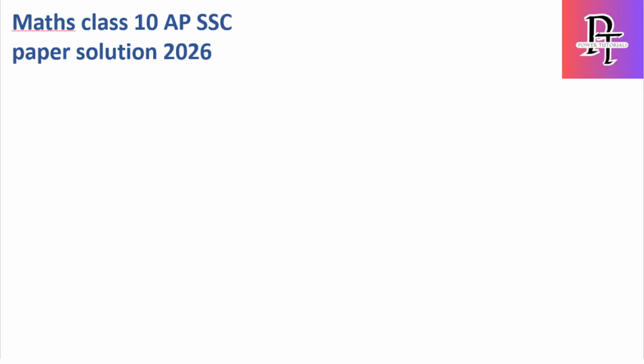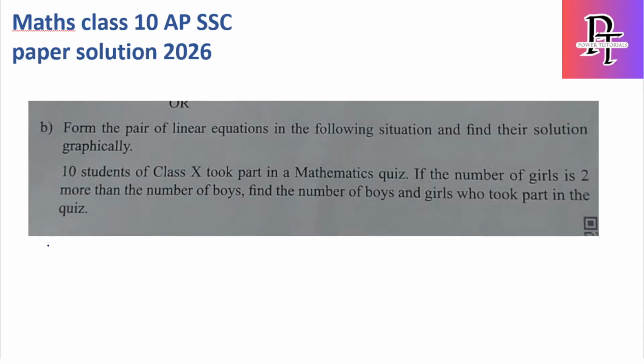Okay, see the last question. Form a pair of linear equations for this question and then solve it. Okay, 10 students of a class took part in a mathematics quiz, so the number of girls is 2 more than the number of boys. Okay, so it's easy.